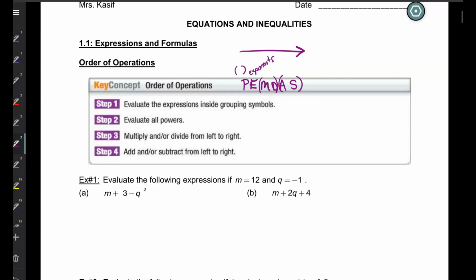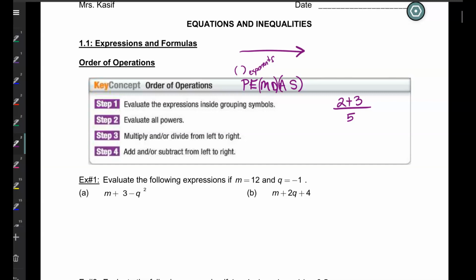So that includes brackets, parentheses, even like a fraction line, right? Like 2 plus 3 over 5. There we go. You've got to add the 2 plus 3. So a fraction line counts as a grouping symbol. You do combine the numerator, combine the denominator, and then you can simplify it.